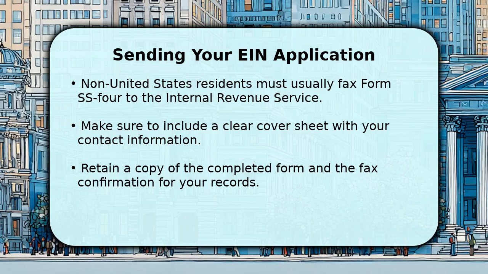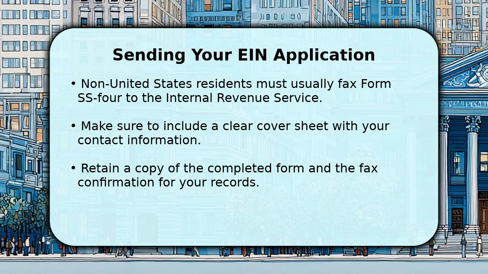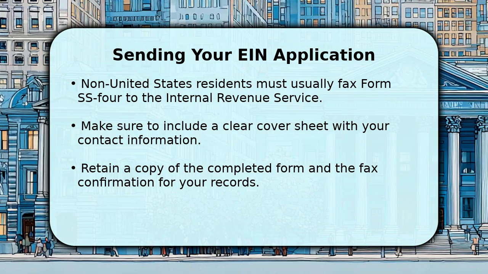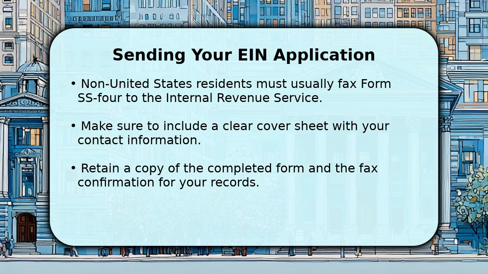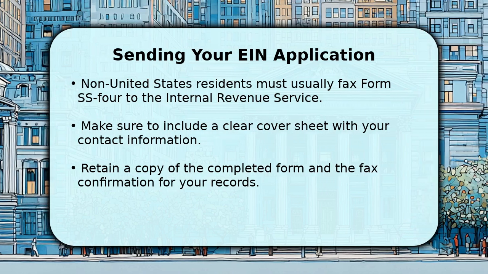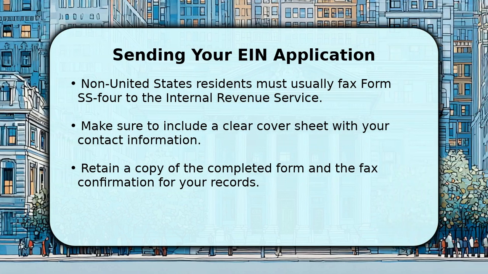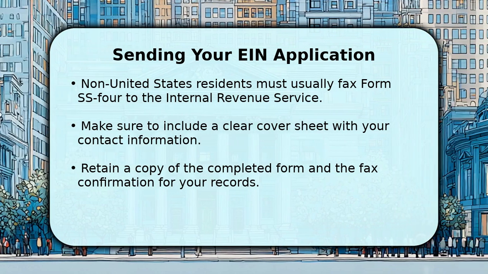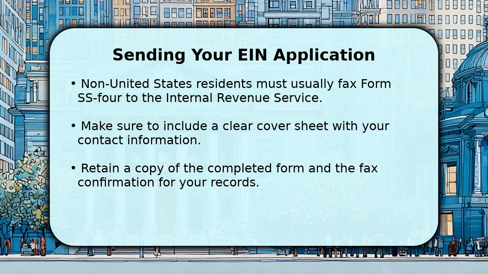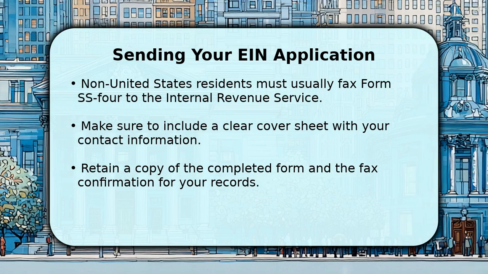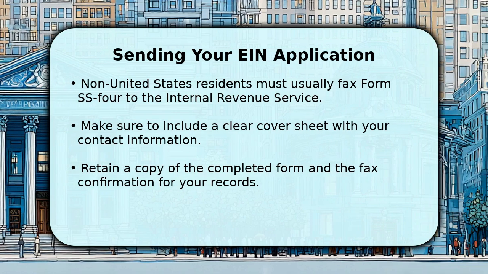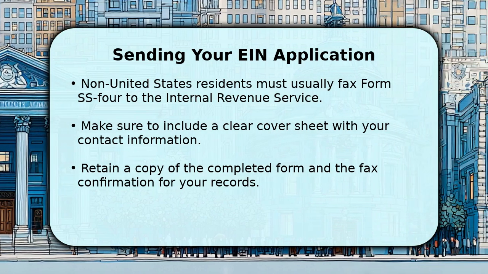Once you have meticulously completed Form SS4, the most common way for non-United States residents to submit it is by fax. The specific fax number for international applicants is found on the Form SS4 instructions, which is usually 1-267-401-5508. You should also ensure you have access to a reliable fax service. Remember to keep a copy of your submitted form and the fax confirmation for future reference.